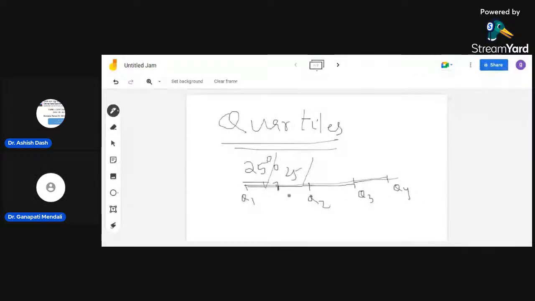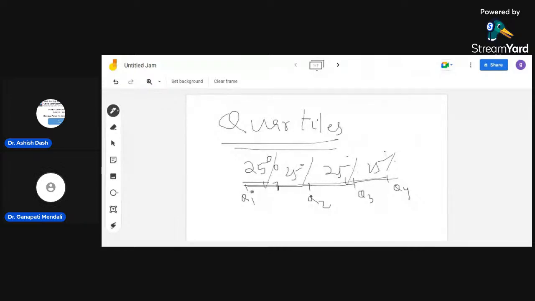This is 0 to quarter one, quarter two, quarter three, last quarter. Each is again 25% of the data. If we have 100% data, we can divide it into four equal parts. So how do we calculate this quartile?